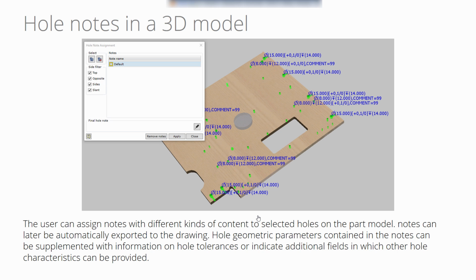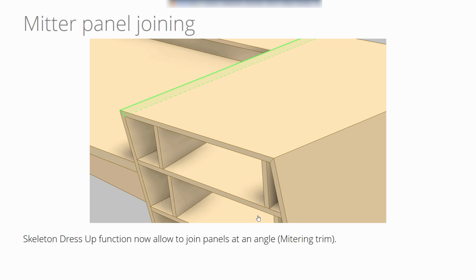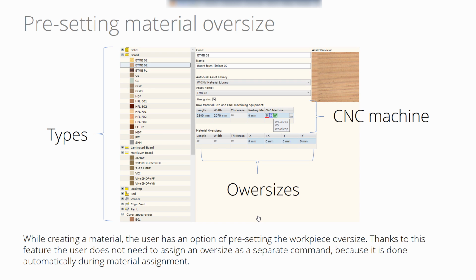So each individual type of holes can have different marking, different tolerances, which is very useful in some cases. Our customers asked about that, so now this information can be shown on the model. Panel miter join allows you to cut the panels in half by half of the angle to get the mitered trim. It was shown on the design, but maybe you didn't notice that.